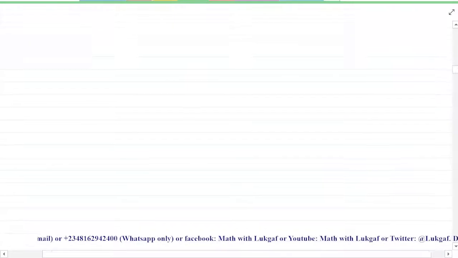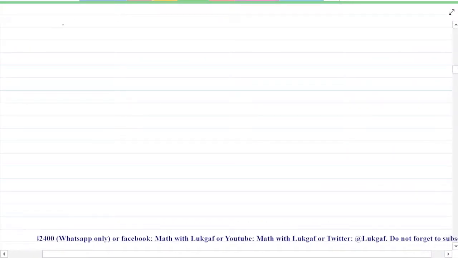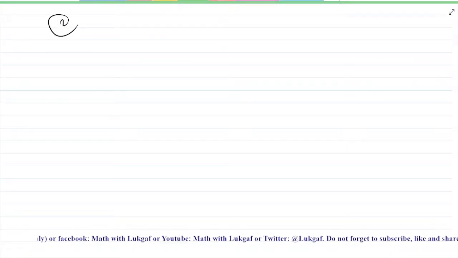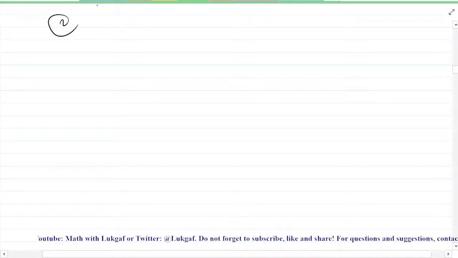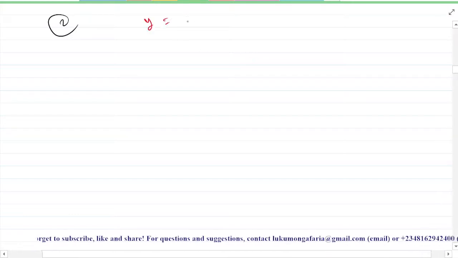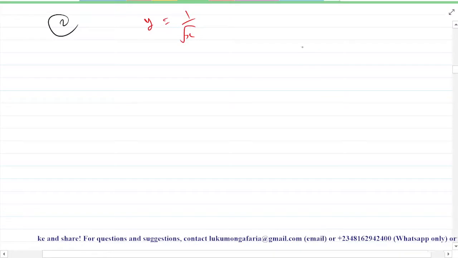So how do we do the second one? It might look challenging because it has a radical, and the radical is at the denominator. But before I go, you have your y to be 1 divided by root x, which is the same thing as f of x, right?